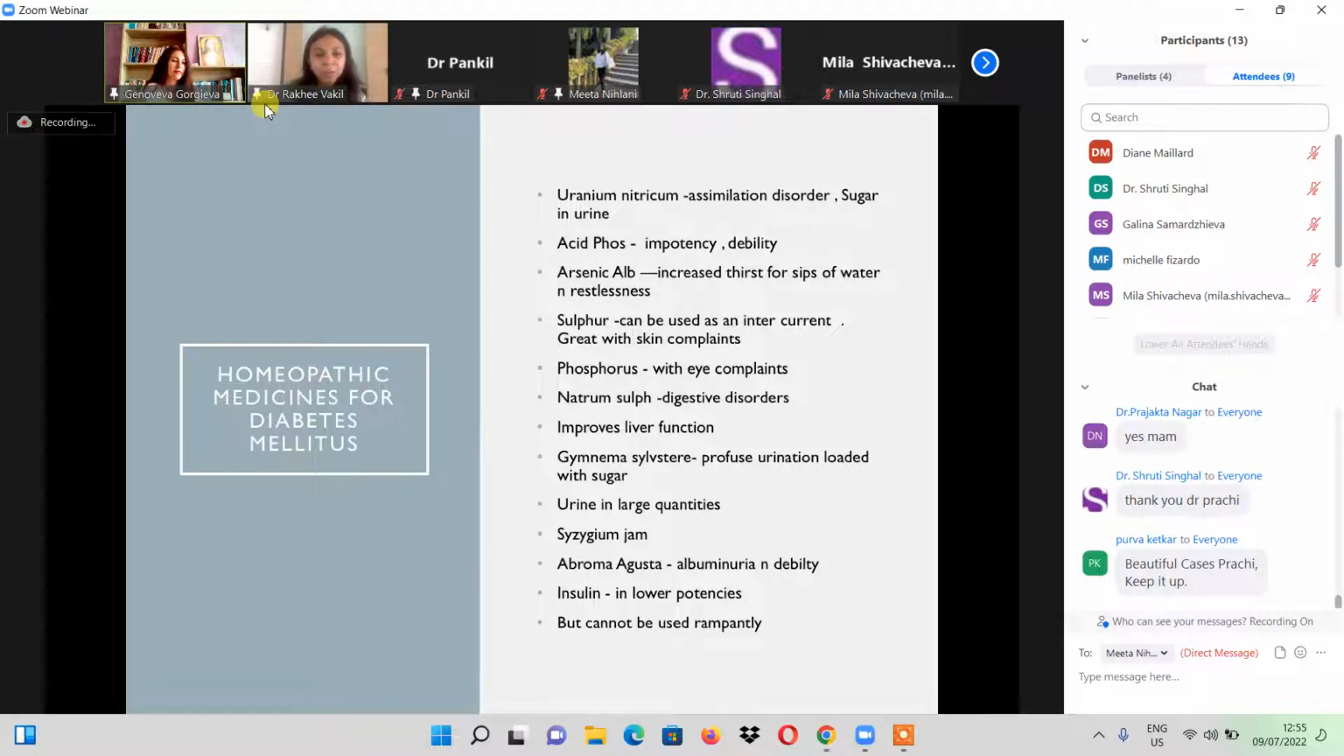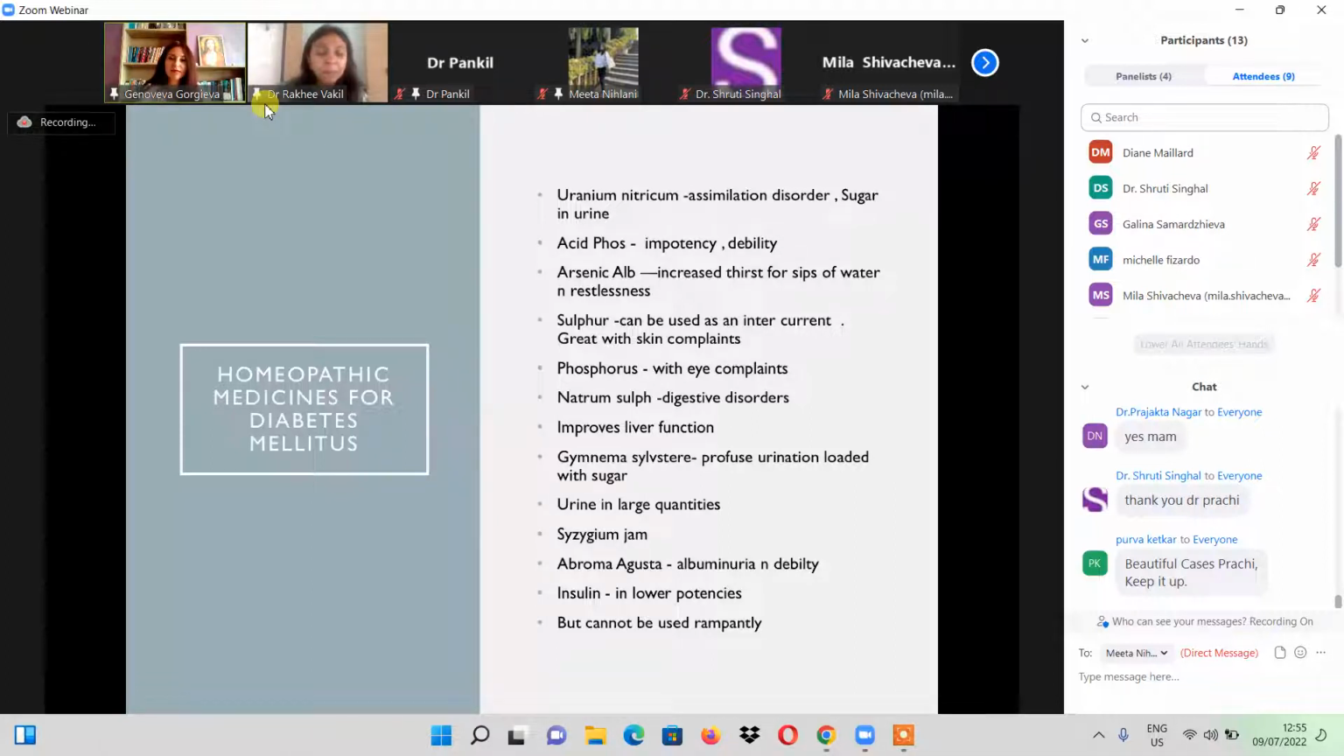Syzygium jambolanum. It's the seed of the jamun tree, and if you use it in the mother tincture, it really reduces blood sugars magically. But again, you cannot use it therapeutically and randomly on any patient. The symptoms have to be matched.